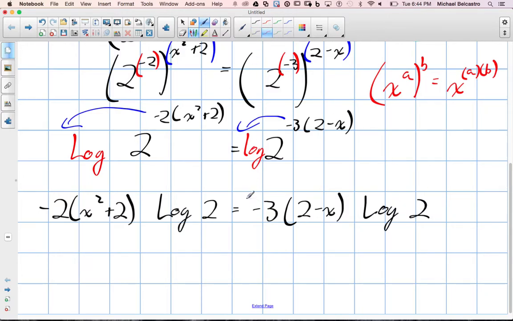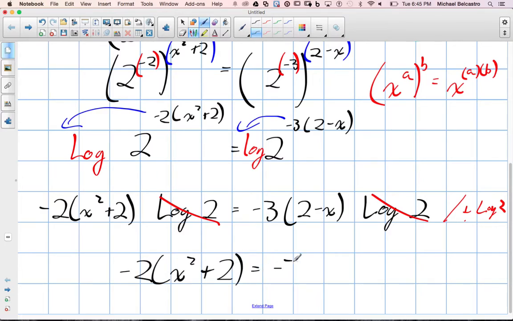So the idea here is you can divide both sides by log base 10 of 2, and again, that cancels out. So that's really how you're eliminating the exponents on the bottom. Okay. So now we're left with negative 2 x squared plus 2 is equal to negative 3 times 2 minus x.